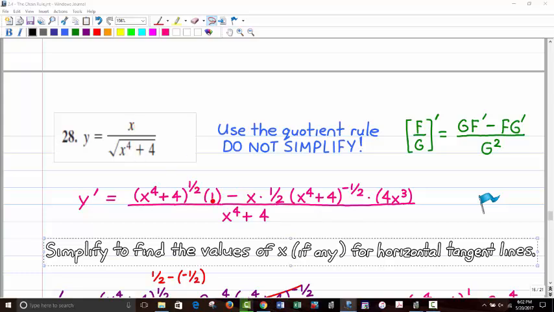Bottom times the derivative of the top is 1. No matter what I said, I do have it written correctly right there. Minus the top times the derivative of the bottom, 1/2. X to the 4th plus 4, subtract 1 makes it negative 1/2, times the derivative of the inside, which would be 4x cubed. And then on the bottom, it looks like I might have forgot to square it, but actually the square root of x to the 4th plus 4, the square root squared just kills the radical. So we just leave x to the 4th plus 4.